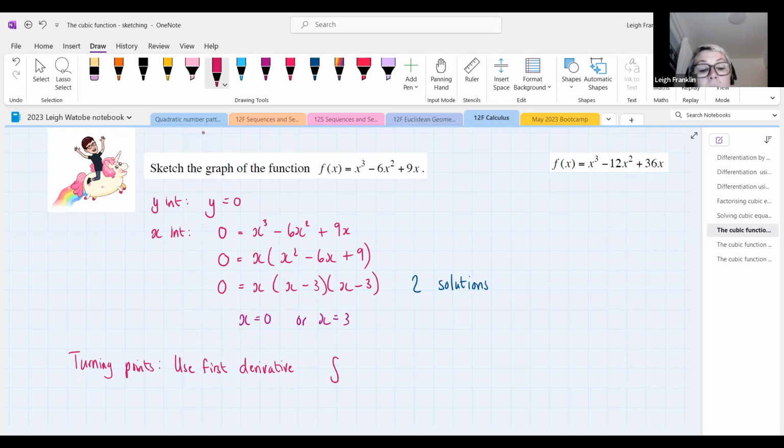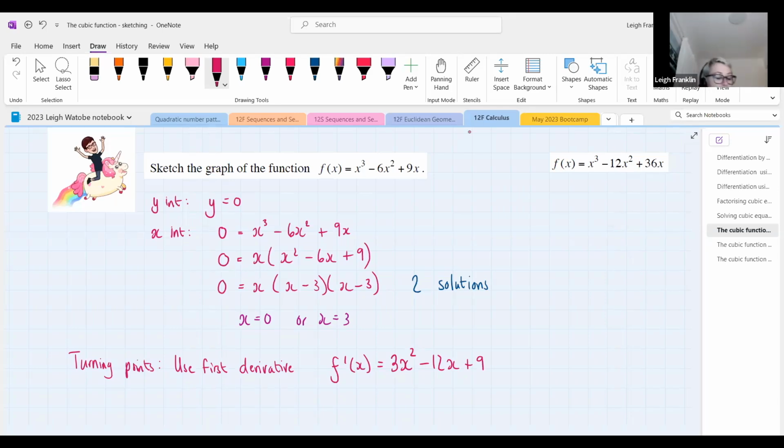So that means we need to determine f prime x. So this is where our power rule comes in handy. Okay, so we're going to say 3 times 1 is 3, and then we're going to take 1 away from our exponent. And then we're going to say 2 times negative 6 is negative 12, and we're going to take 1 away from our exponent. And then we're going to say 1 times 9 is 9, and we're going to take 1 away from our exponent. So there is your first derivative.